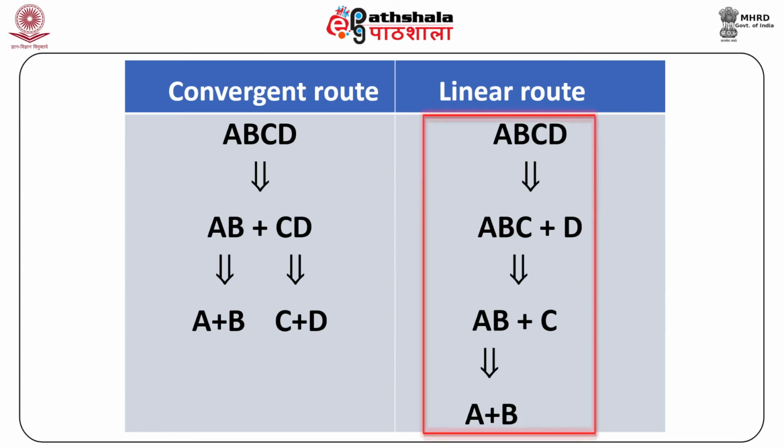linear route is going, as the name suggests, in one line. It is starting from one end of the molecule and going towards the other end. That is, first of all, we are breaking between C and D, which is the extreme end. As a result, we get ABC and D. Further, we target on ABC, break it between B and C, and we get AB and C, and then we target on AB, break it further and go into A plus B.